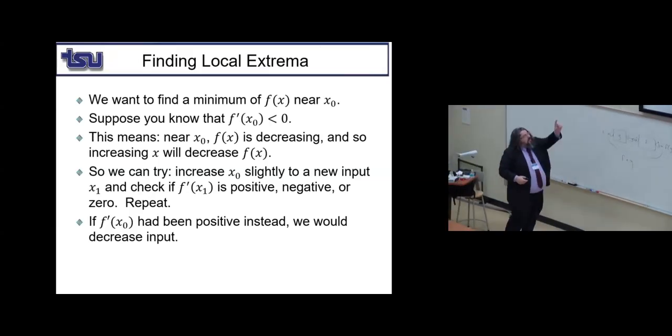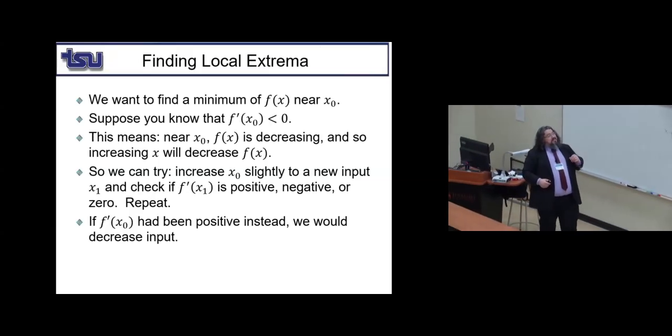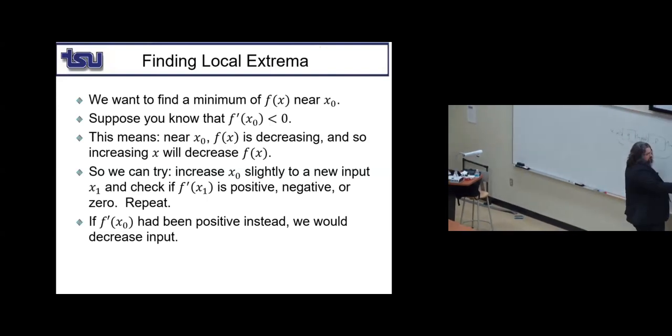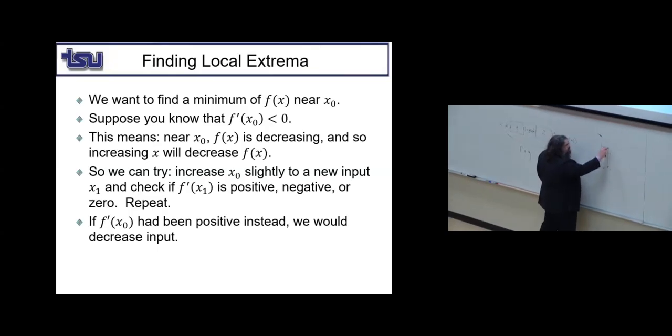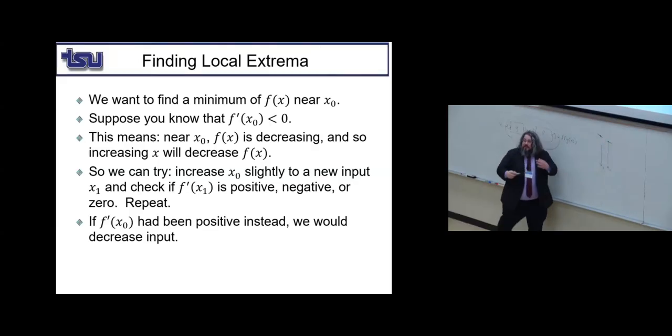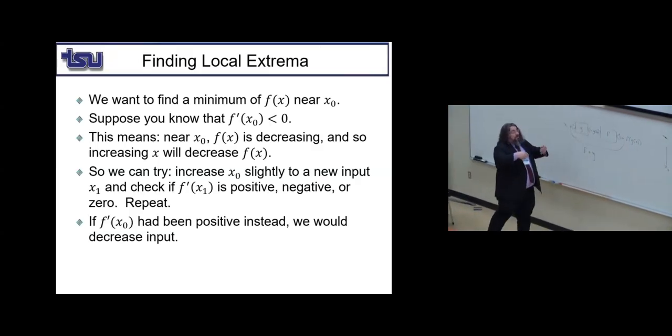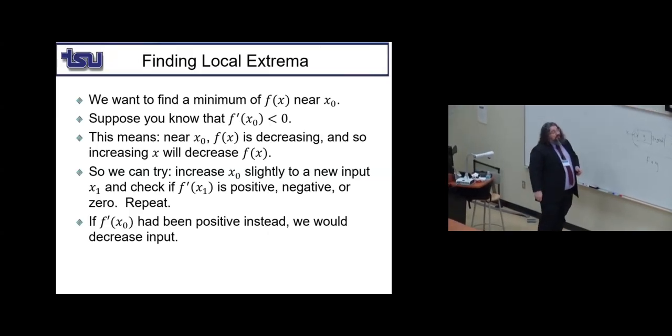So near x0, f of x is decreasing, so increasing x will decrease the actual value of the function. So we could try to increase x0 slightly to a new input, x1, and check again. And we can ask the oracle again, is my function increasing or decreasing at this point? And it's like, well, maybe it's still decreasing. Well, if so, we could go another little step along and then try to find a place where the derivative is actually equal to 0.